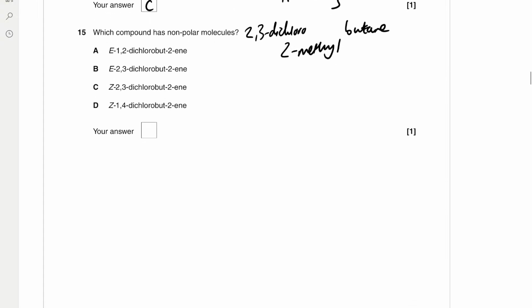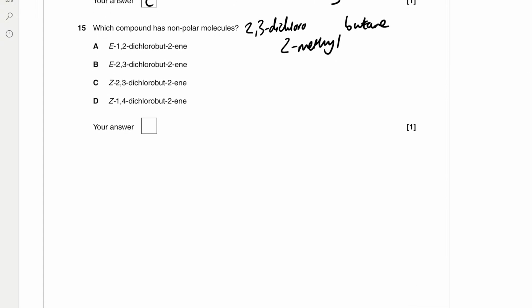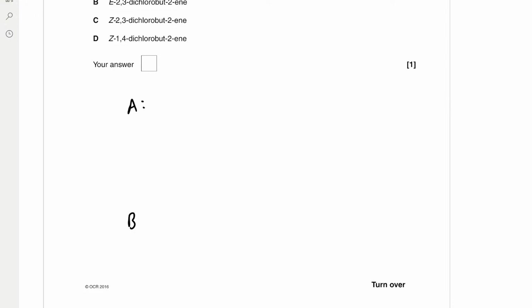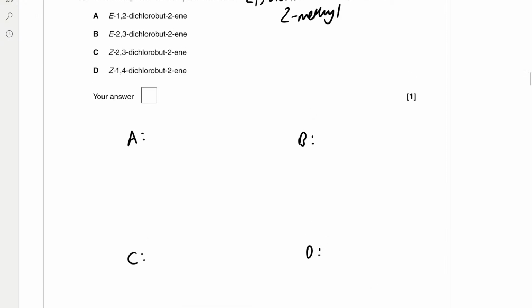Question 15. Which compound has non-polar molecules? So we've got EZ stereoisomerism, which we need to think about. So let's draw out, it's easier to just go ahead and just draw. We've got lots of space here to play with. So let's go ahead and draw out our molecules. So we've got A, which is E. So that's the groups are on opposite planes of the double bond. So that's 1, 2 dichloro. Chlorine groups are going to be higher priority. Sorry, on opposite sides.